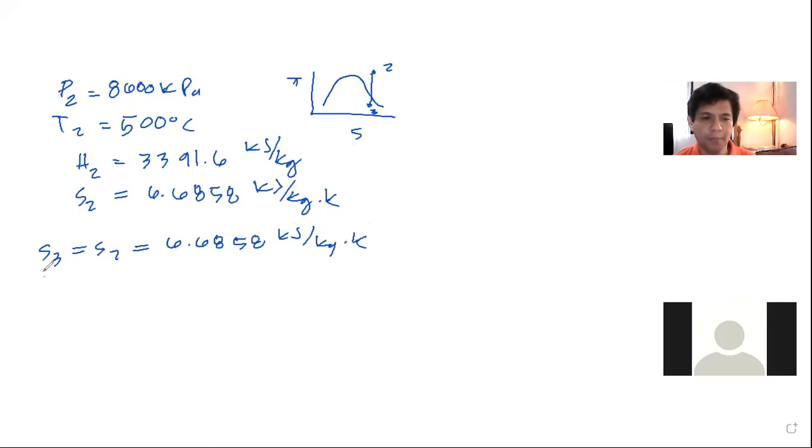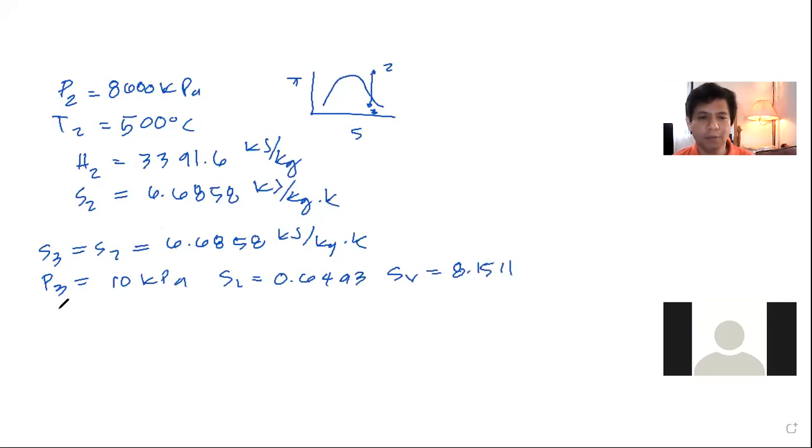Tapos, given sa problem na yung P3 ay 10 kilopascal. Okay? So, kita nyo dito, wet siya, wet steam. So, hanapin natin yung SL. Tinanong ko na rin po sa inyo kanina. So, ang SL ay 0.6493. Tapos, ang SB ay 8.1511.